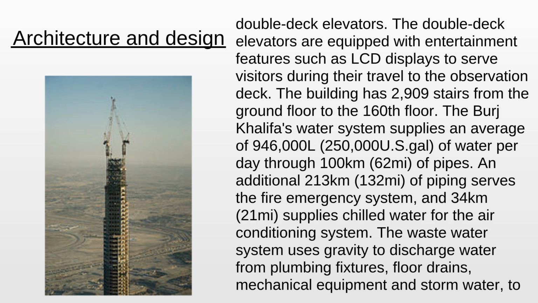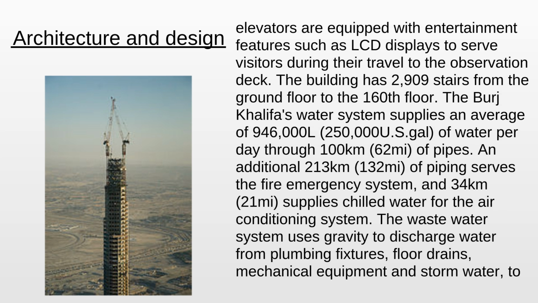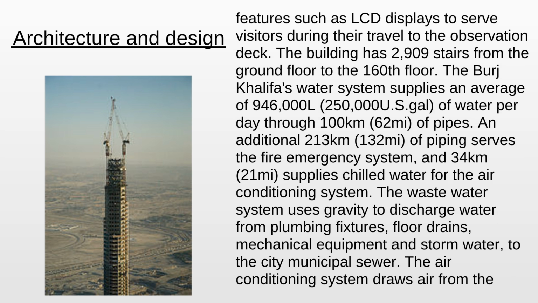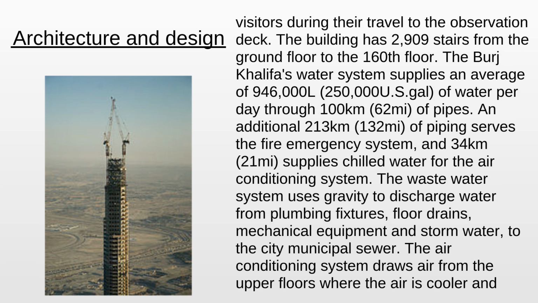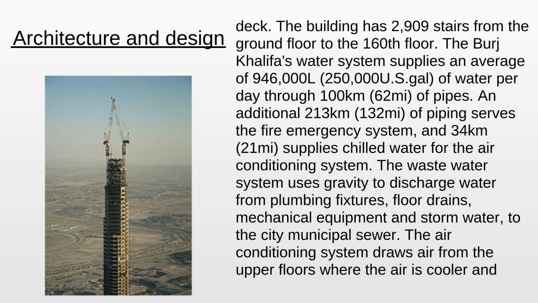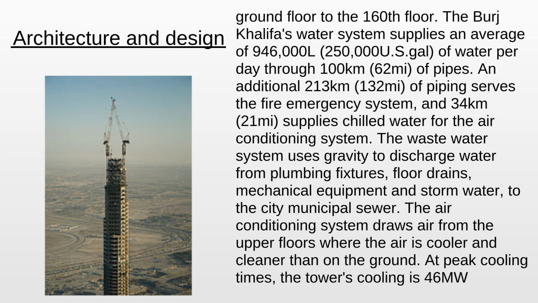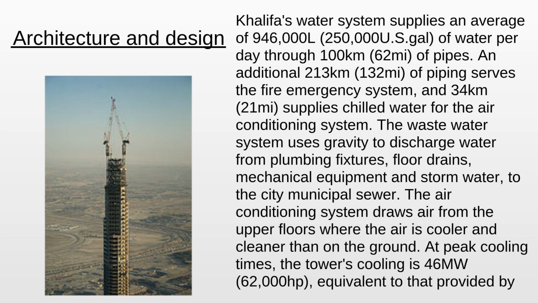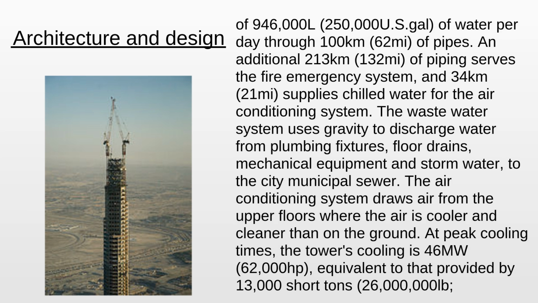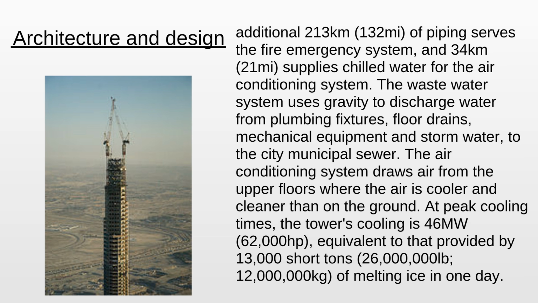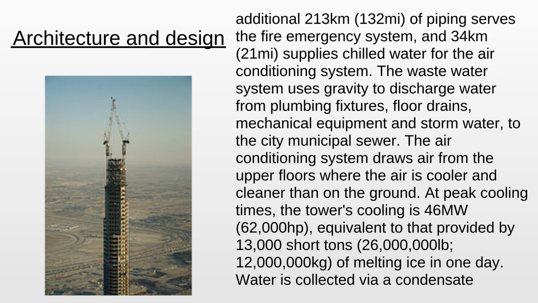The Burj Khalifa's water system supplies an average of 946,000 liters, 250,000 U.S. gal, of water per day through 100 kilometers, 62 miles, of pipes. An additional 213 kilometers, 132 miles, of piping serve as the fire emergency system, and 34 kilometers, 21 miles, supplies chilled water for the air conditioning system.